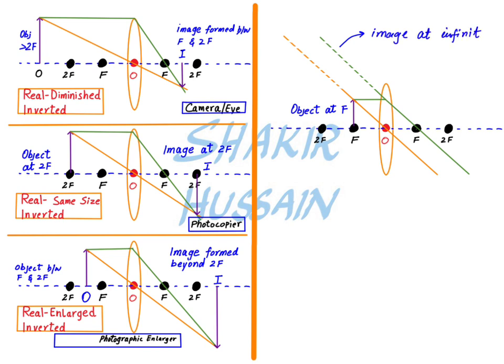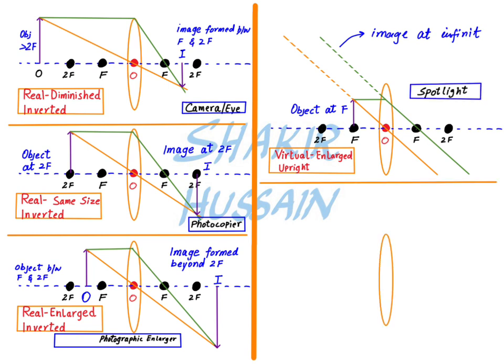And if we look at the trend, what has happened? The image has begun to increase in size. So where is it used? It's used in spotlights. So it's virtual, it's enlarged, and it will be upright. Up till now, all the images were inverted, but now it's upright. Got it?